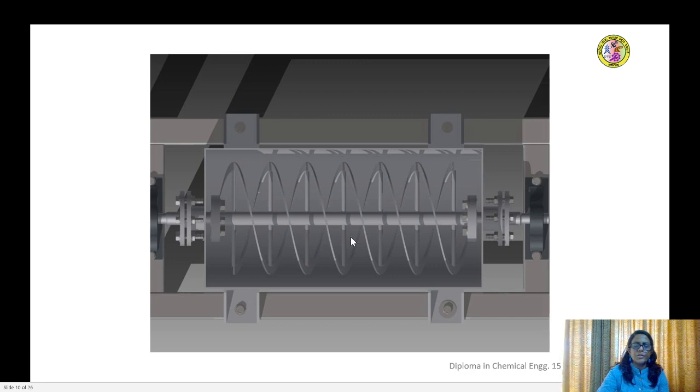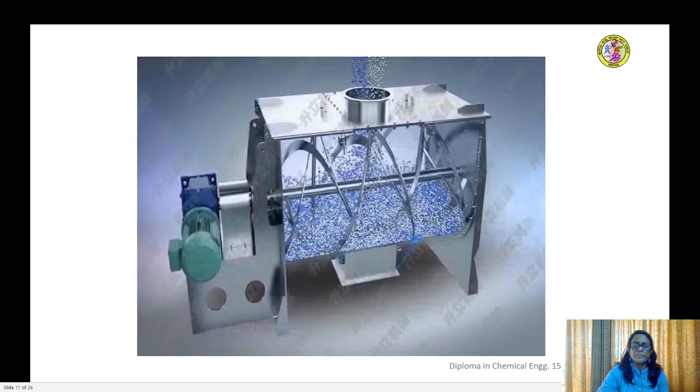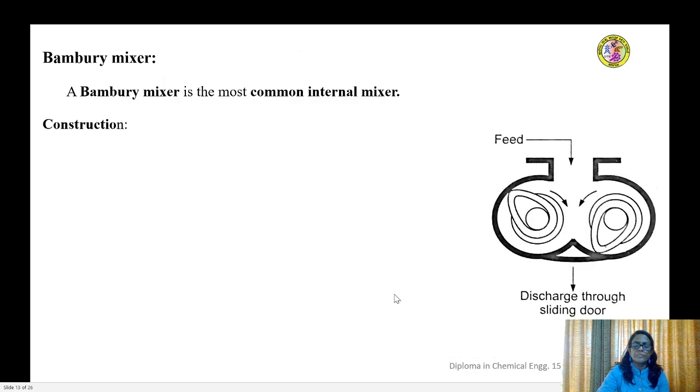Okay, so here is another picture showing you the construction of the internal parts of a ribbon blender. This is a batch operated ribbon blender. The material is taken in through this inlet in a known quantity, then it is closed, then the ribbons are rotated for a certain period of time, and once the mixing is achieved, we can open the bottom outlet port and take out the product, that is the mixed material. Okay, so that is about a ribbon blender.